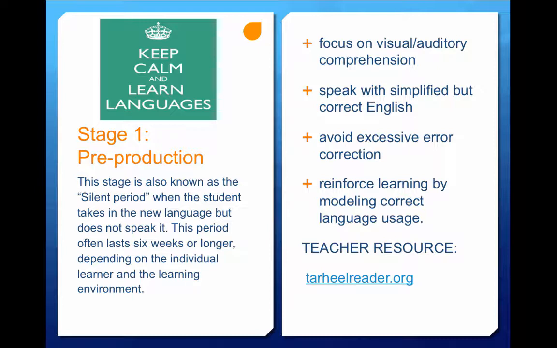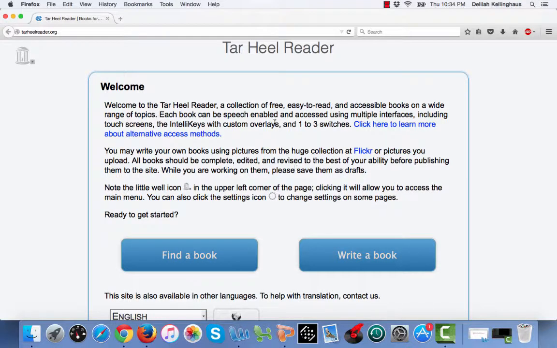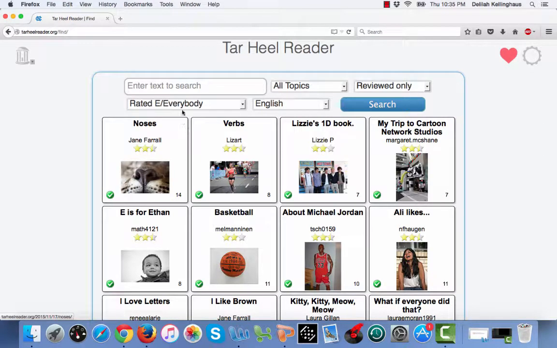One way that we can introduce language to students is through a resource that I like and that you can also introduce to your teachers, called tarheelreader.org. Tar Heel Reader is a web page that I like to refer my teachers to because it has alternative resources for students who are just acquiring language. It allows teachers to either find a book or write a book that they are interested in for their students. If you go to find a book, teachers can type in a common topic or something they're trying to teach their students about.